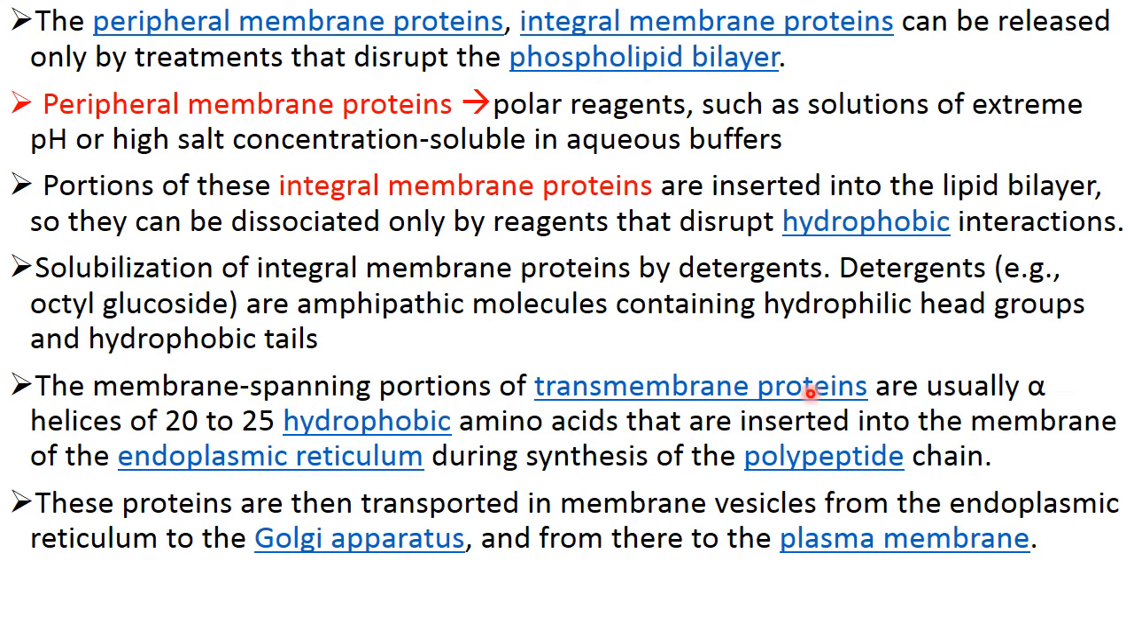The membrane-spanning portion of transmembrane proteins: most transmembrane proteins are integral membrane proteins, usually alpha helices of 20 to 25 hydrophobic amino acids that are inserted into the endoplasmic reticulum during the synthesis of the polypeptide chain. These proteins are then transported in membrane vesicles from the endoplasmic reticulum to the Golgi apparatus and from there to the plasma membrane.